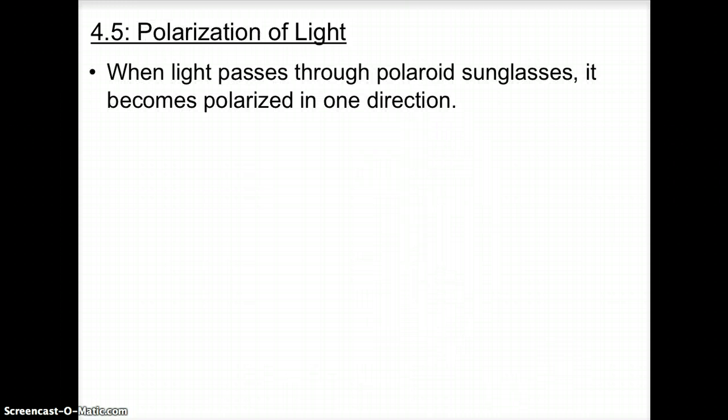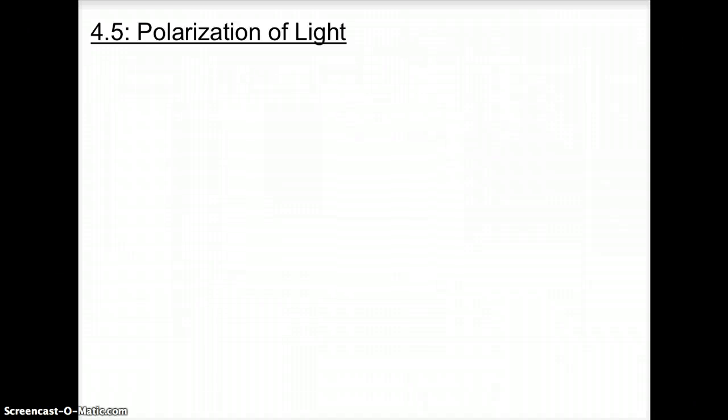So another property of waves is that we can polarize transverse waves, right? And in fact, we can polarize light. So the fact that we can polarize light suggests two things. One, light is a wave, because waves can be polarized. But it suggests really that light is a transverse wave, because only transverse waves can be polarized.